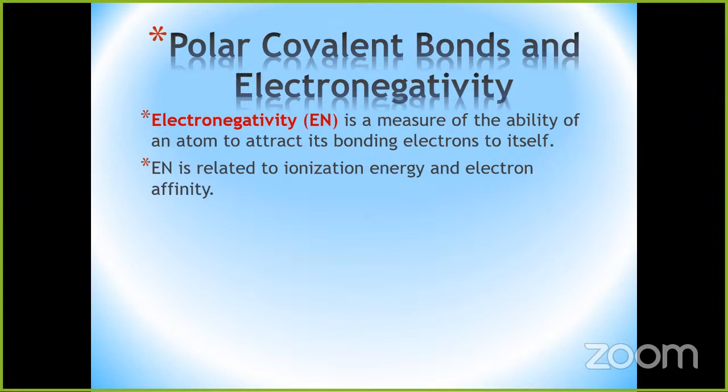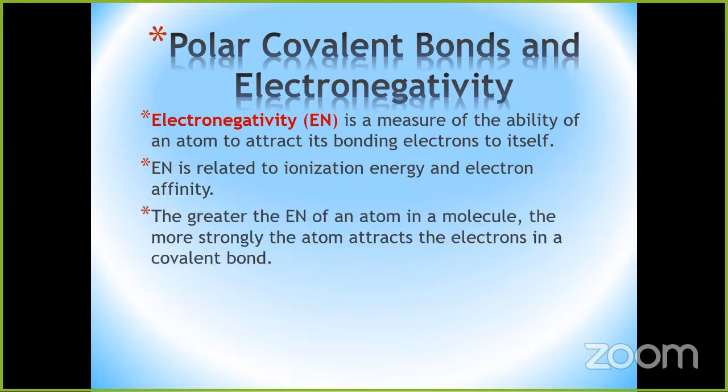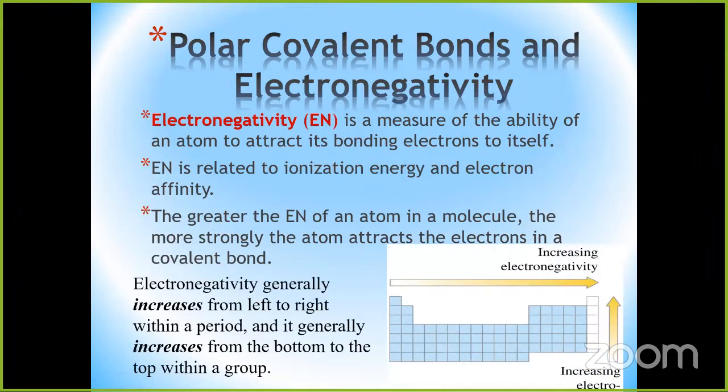And a guy by the name of Linus Pauling basically combined some thermodynamic data in relation to ionization energy and electron affinity, and he came up with a 4-point scale, where 4 represents the maximum electronegativity possible. And based on that, he was able to determine the electronegativity of different elements. So as stated here, the greater the electronegativity of an atom in a molecule, the more strongly that atom will attract the electrons in a covalent bond.